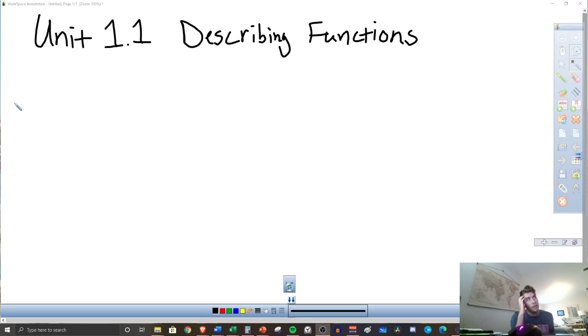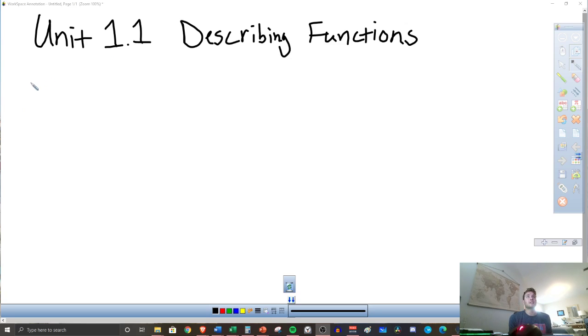So we're going to start up a list, and while we're doing this, I want you to grab your notebook and go ahead and title it with what you see on here, because it's meant to be interactive. So go ahead and grab your notebooks, go to a new page, and then write Unit 1.1 describing functions. If you need to pause the video to do that, go ahead and pause, and then we're going to get started.